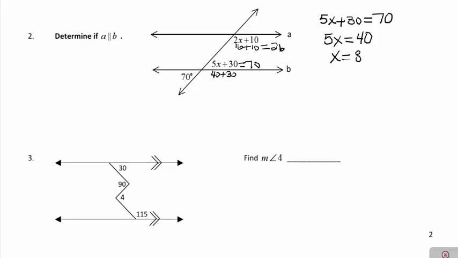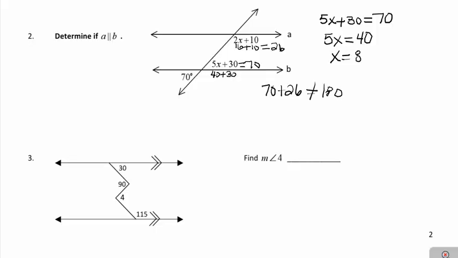Now, in order for line A and B to be parallel, these are interior angles on the same side of the transversal. And we know that interior angles on the same side of the transversal must be supplementary. 70 plus 26 does not equal 180.